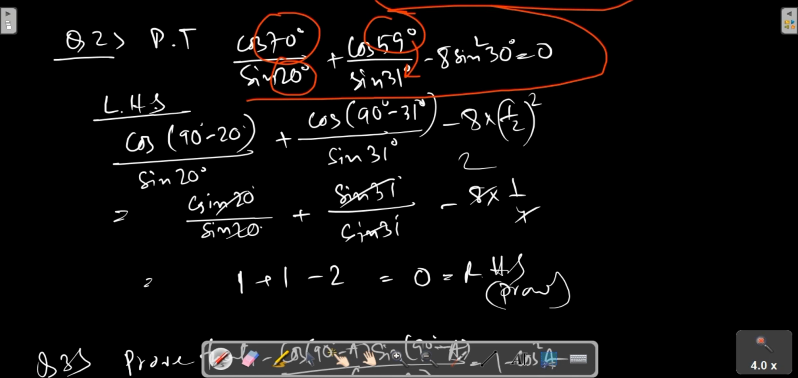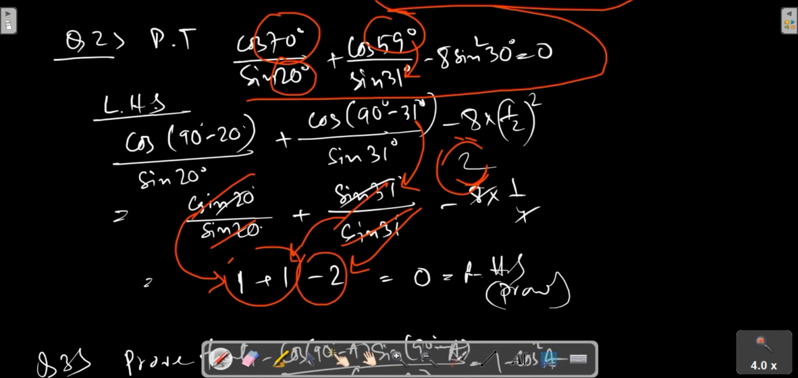And on this side you can see that cos 90 minus a means sin a. So sin 20, here sin 20 can be cancelled out, and here cos 90 minus a again gives sin a. Here a was 31, so sin 31 is also cancelled out. So here you are getting one, here another one, and you have got 2. So this 2 you write here. So here plus 2, here it's minus 2.